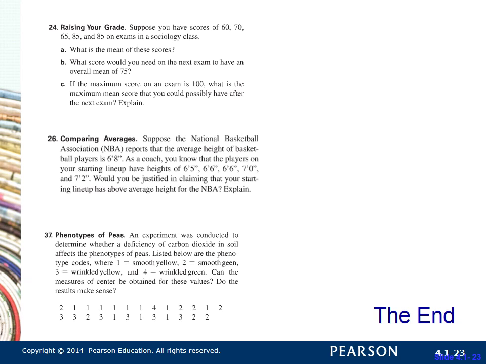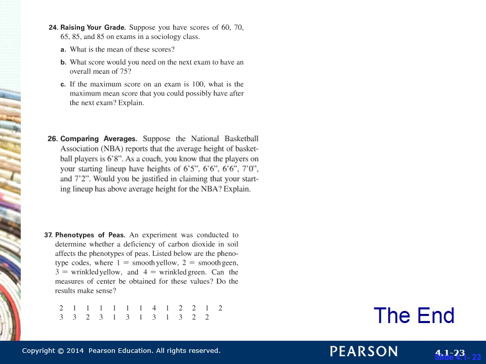All right, number 26, comparing averages. Here they give you the heights of people on the National Basketball Association. It says that basketball players' average height is 6'8". So on your team, the coach takes a look at your starting lineup heights as listed, and could you justify claiming your starting lineup has the average above the NBA? Well, it's going to depend on your definition of average. Is it the mean? So add them all up and divide by, what have we got, 1, 2, 3, 4, 5. Or is it the median, the middle number?